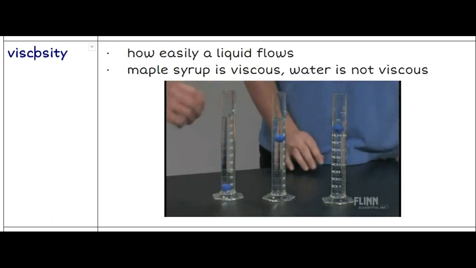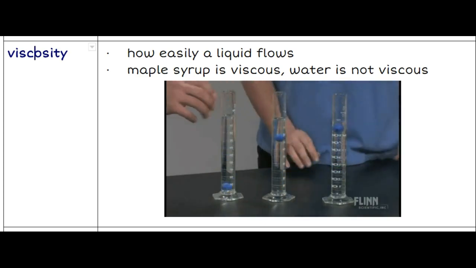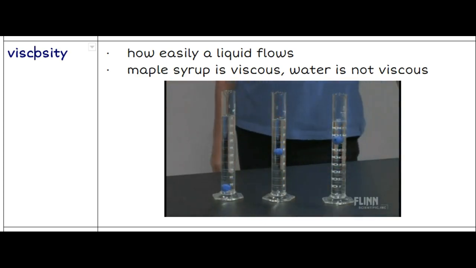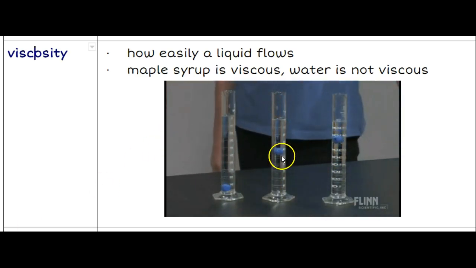So viscosity is probably my favorite physical property. I just like it because I think it's a really obvious one when you see it. It can be difficult to describe certain liquids because they may look very similar. Here we have three clear, colorless liquids or solutions with clearly different viscosities.